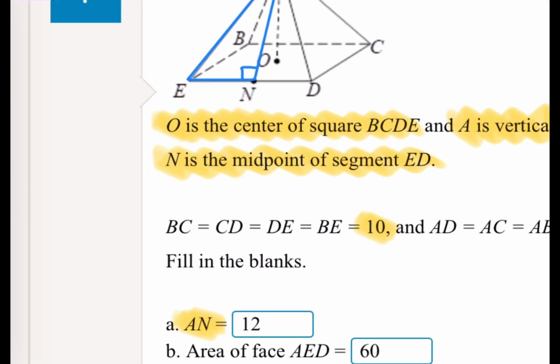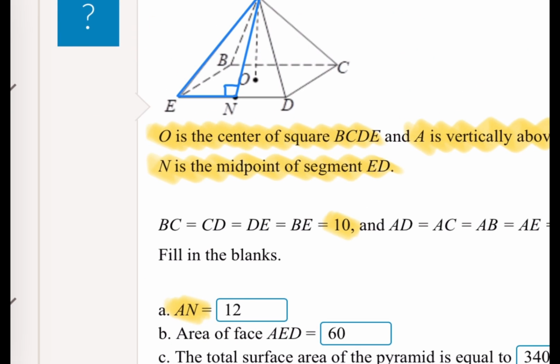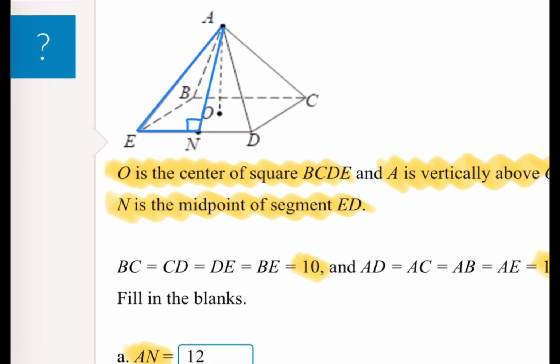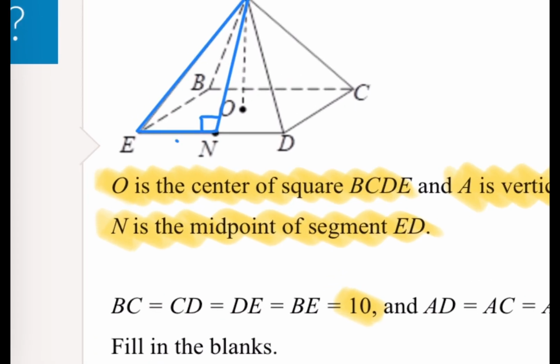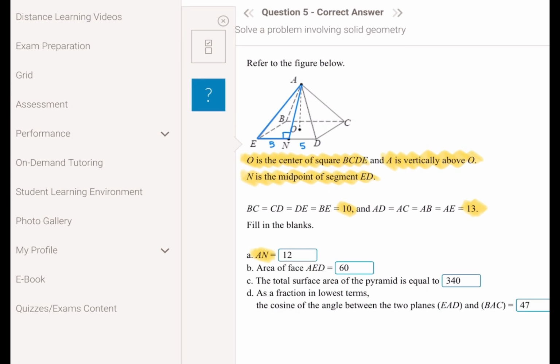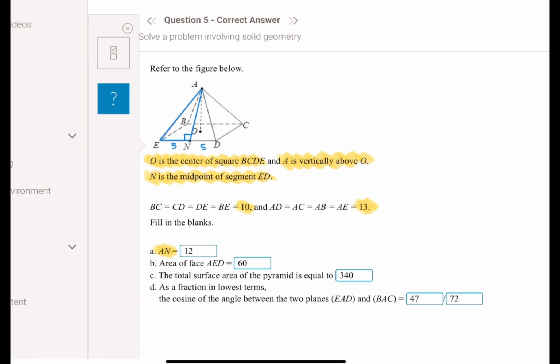So over here, they told us that DE is 10, okay? And we know that N is the midpoint of ED. So that means that N is half of ED, and half of ED would be 5. So that means that EN and ND are both 5. Okay, now we can use the Pythagorean theorem to find the value of AN.